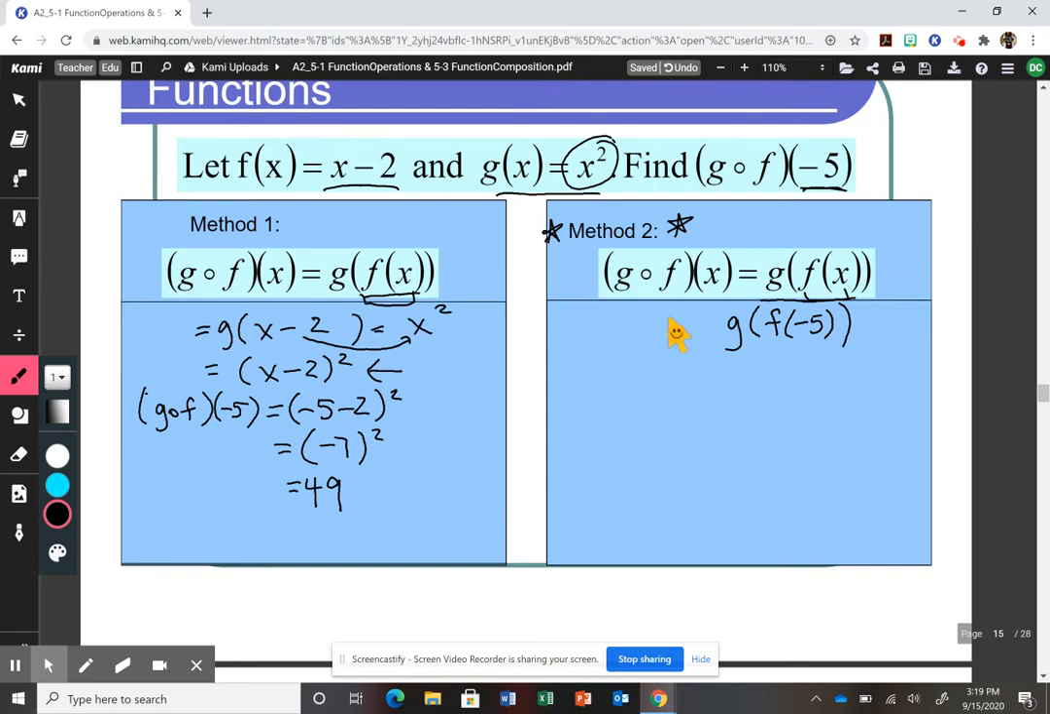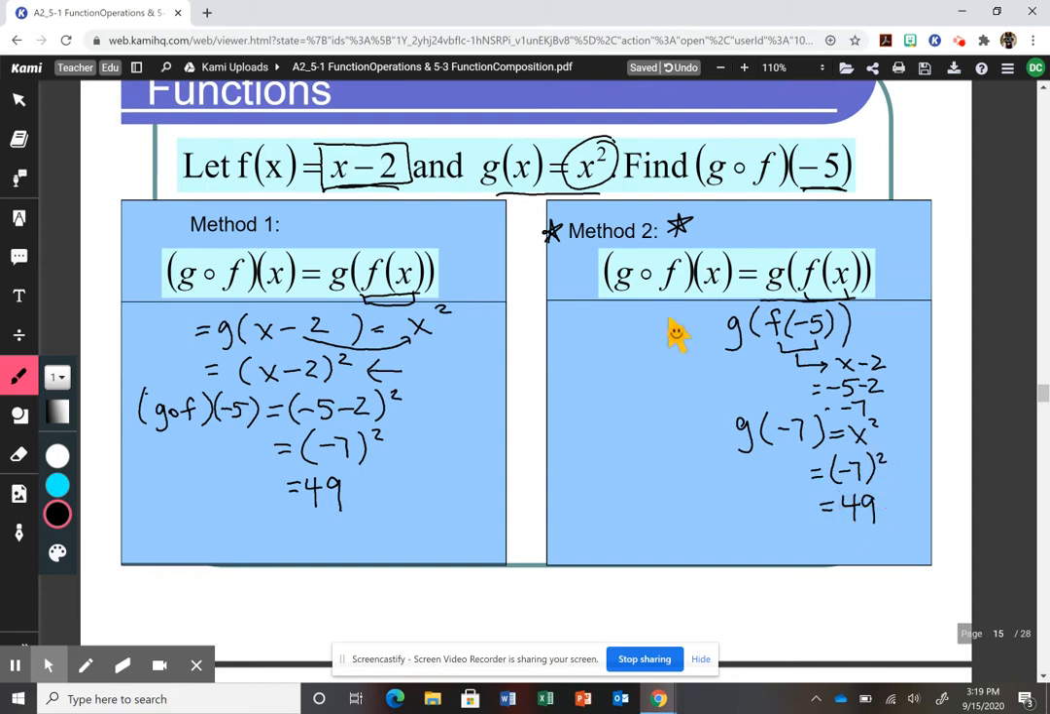Okay, well, that means I'm working from this inside function first, which is x, which is this f, right? So in here, I know that the function is x minus 2, right? So I'm going to put negative 5 minus 2, which is going to give me negative 7. So now that's what the inside function is. It's negative 7. So now I can evaluate this function g at negative 7. But what is g? g is x squared. So then I just plug in the negative 7, and I square it, and I'm going to get 49.